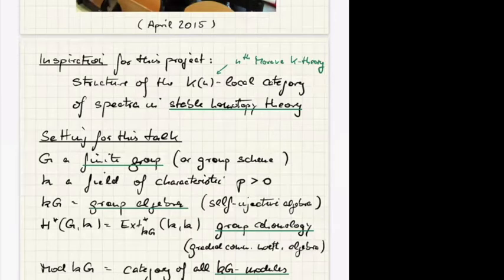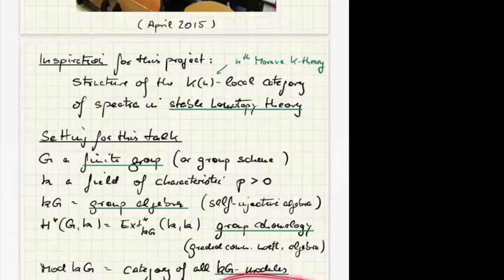So we look at representations, to be more specific, modules over the group algebra KG. And we look at all modules, not just the finite dimensional ones, even though we have, of course, a particular interest in the finite dimensional ones. And because this is a self-injective algebra, as I mentioned, if we pass to the stable module category, then we get a triangulated category.